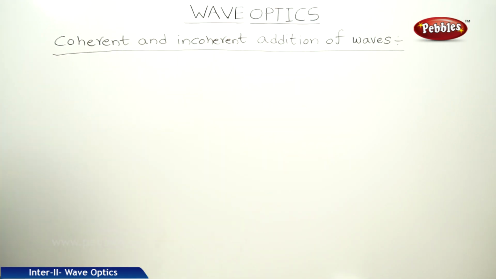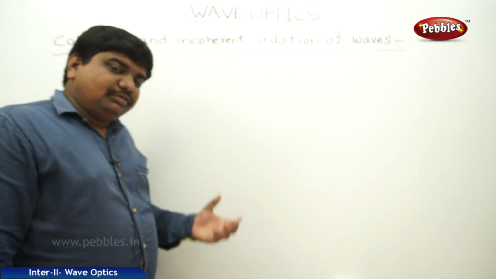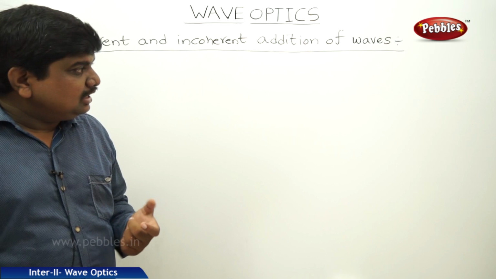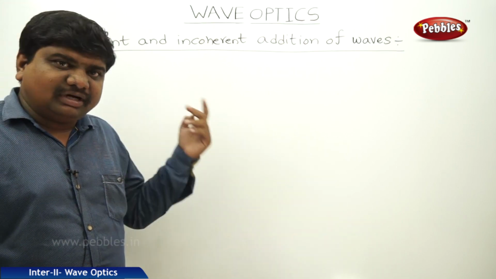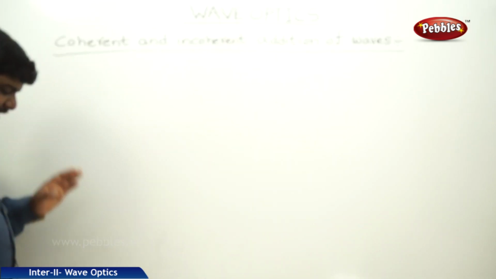The next concept is coherent and incoherent addition of waves. That means when two waves are from coherent sources, when two waves are from incoherent sources, how those waves are added and what their resultant amplitude and intensities are. So we will discuss the equation now.